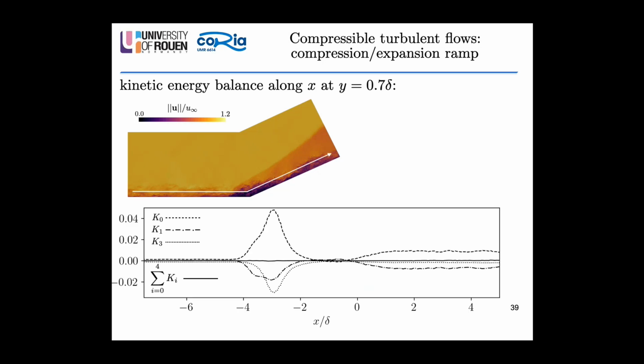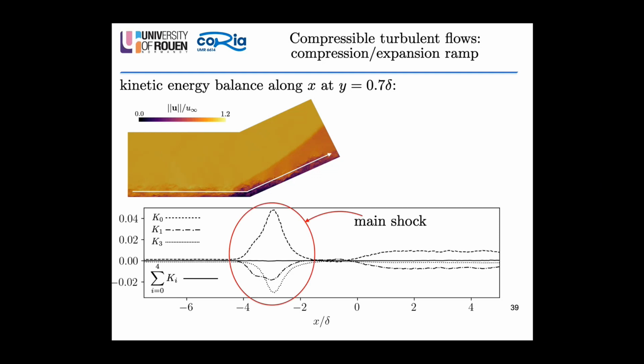So first part, we started studying the average kinetic energy across the interaction. We plotted here all the terms in the balance along the streamwise direction. And we can notice, first of all, that all these terms sum up to 0, meaning that we are able to close the kinetic energy balance, and all the relevant scales of the problem were resolved.